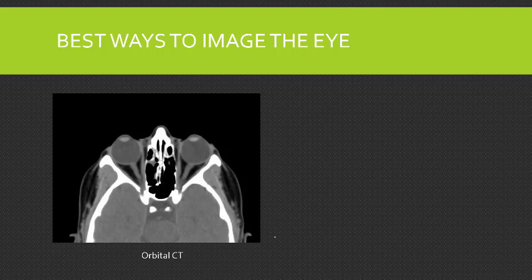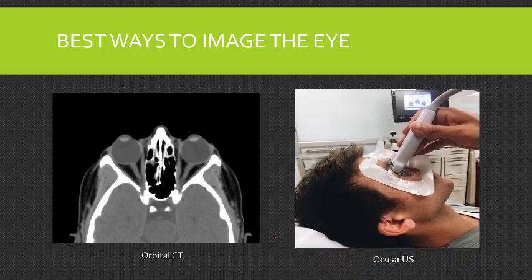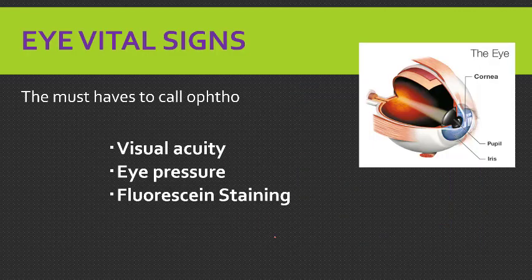The other way to image the eye that we can do in the emergency department is using ocular ultrasound. Notice that we're not directly sticking the goo on the eyeball. We're using something called a Tegaderm here. This is how we do it in the emergency department where I work, and this is how I would suggest that you do it because it's about the comfort of the patient. If you need more information about the eye or what's going on, these are the two methods I recommend.